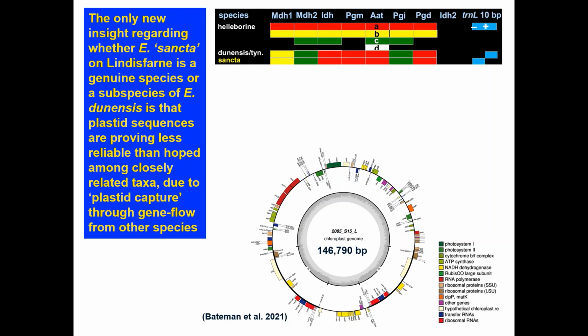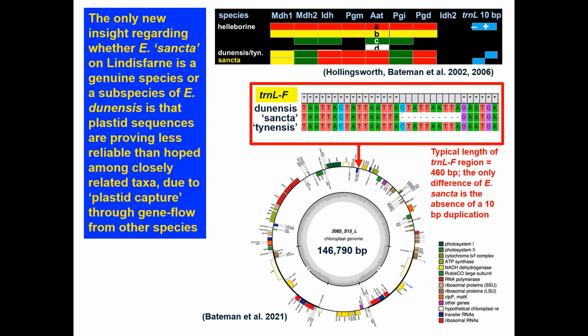And I'll show you the evidence on which we made that decision to separate the Lindisfarne plants from other populations of Epipactis junensis. That is it. There's a representative individual of Junensis, Sancta, and Tainensis, just for one gene in the chloroplast of these orchids. And you'll see that Junensis and Tainensis have identical sequences of bases here, A, C, G, and T.